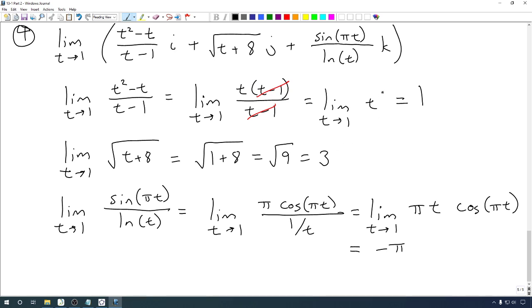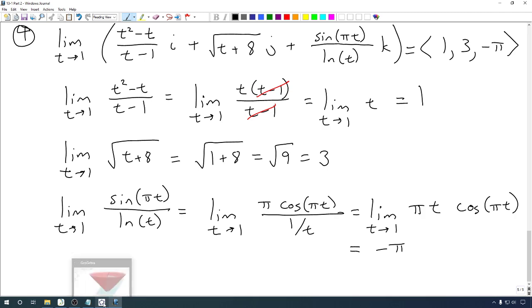So our answer for this limit: our first component is 1, our second component is 3, and our third component is negative pi. That's our limit. And we don't really have to do anything more than that.